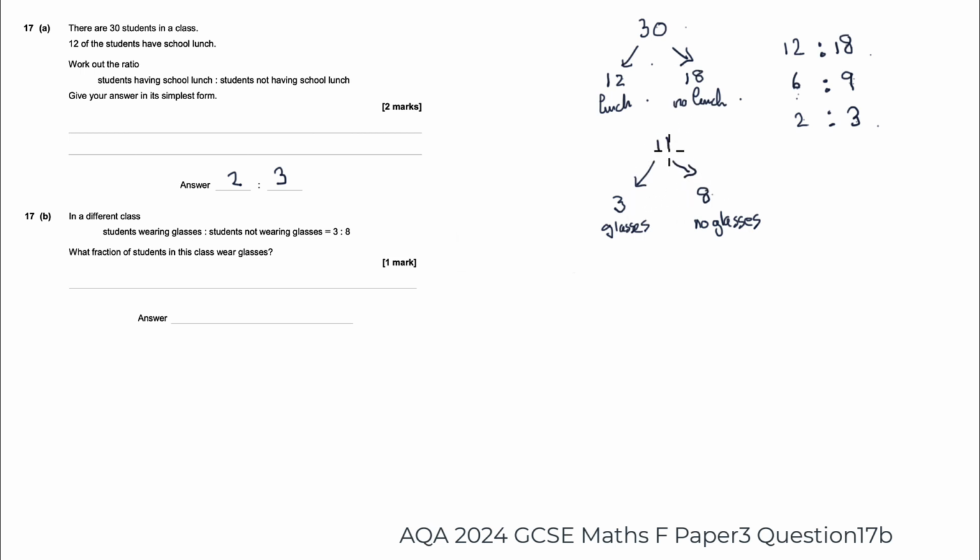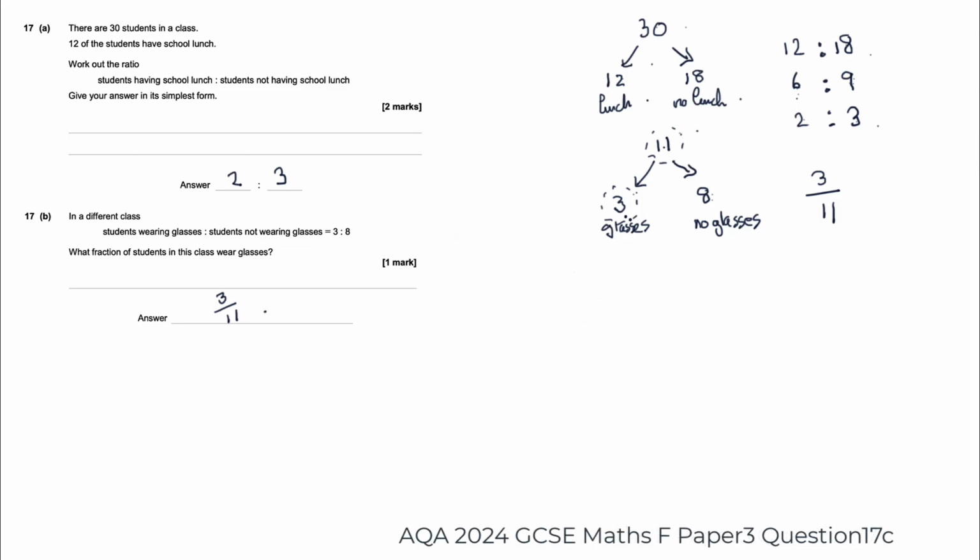Suppose there was 11 in the class, 3 would have glasses, 8 would not. There may be 22 in the class, 6 would have glasses, 16 would not. We've doubled both. Or 33 in the class, multiply each of them by 3. So what fraction of the students in this class wear glasses? Well, if there was 11 in the class, 3 of them wear glasses, so that's 3 out of 11. And that would be the fraction that wear glasses.